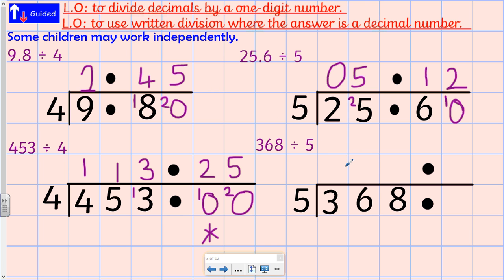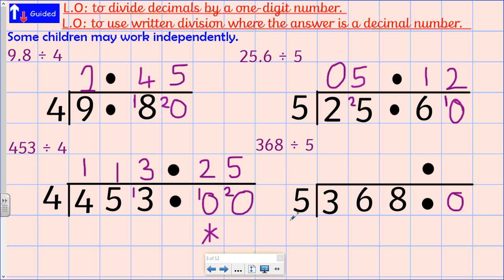Finally, 368 divided by 5. Okay, now I've put a decimal point in here for you. If you end up dividing a number and you end up needing to take it into decimals, but it was a whole number to start with, don't panic about it. Just put yourself a decimal point in when you get to that point, and you could even put a 0 in ready here. Okay, and then you know what you've got to do.